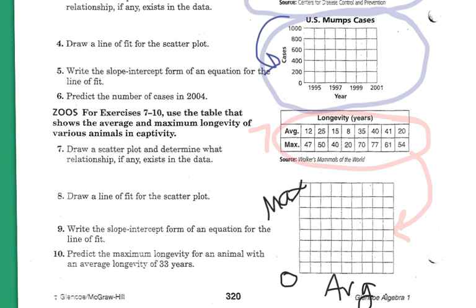Number 10 asks you to predict the maximum longevity for an animal with an average longevity of 33 years. Well, remember that your average longevity is what's on your x-axis. Your maximum longevity is your y-axis. So what you're going to do is plug in 33 for x and then see what y is after you plug in 33 for x. Okay, that's how you'll make your prediction.